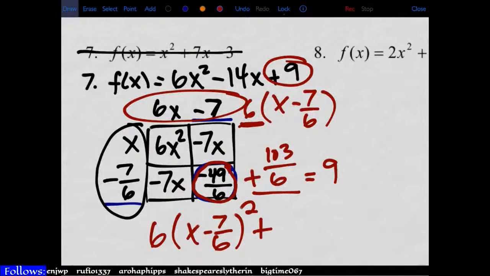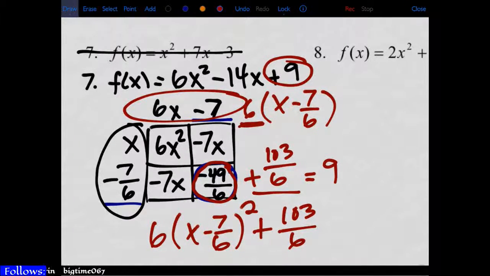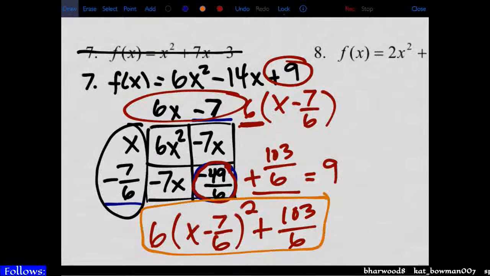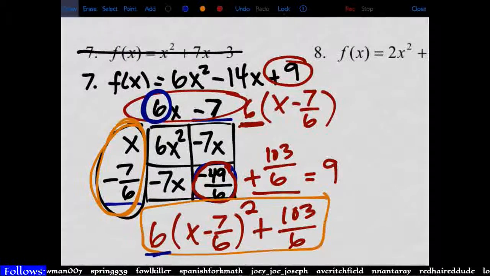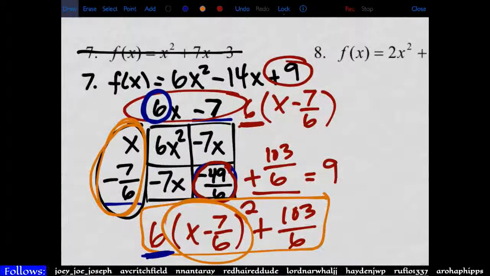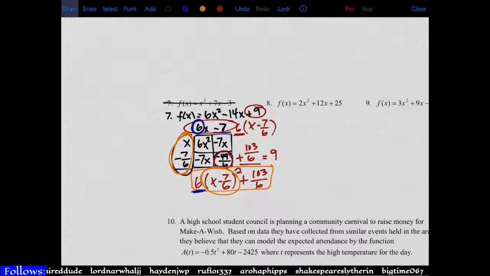Hideous number, I know, but it is what it is. You're never going to have anything that hideous to work with, but it's the same idea. The key idea here is this x minus 7/6 is your square, and this 6 is how many squares you have. Okay, hopefully that was a helpful review for some of you.